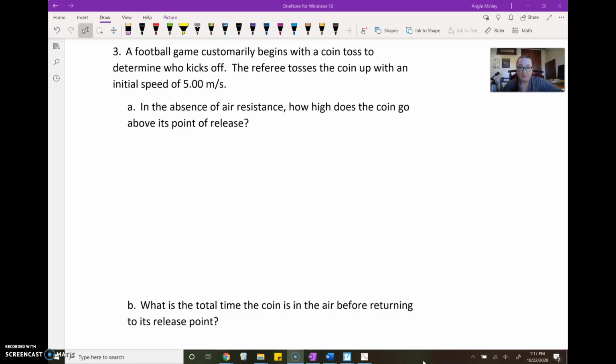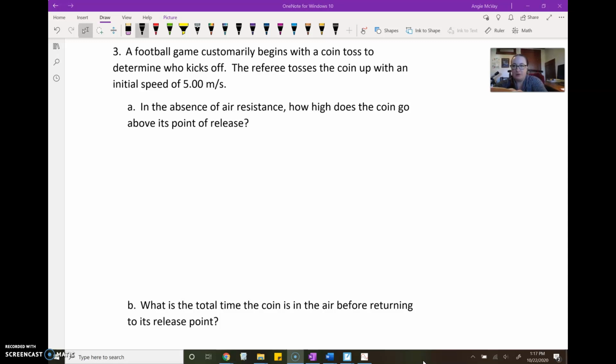A football game customarily begins with a coin toss to determine who kicks off. The referee tosses the coin up in the air with an initial speed of 5 meters per second. The referee is very enthusiastic. In the absence of air resistance, how high does the coin go above its point of release?